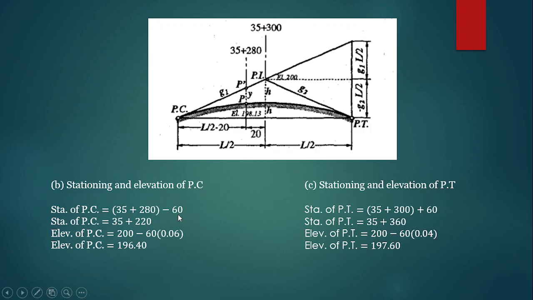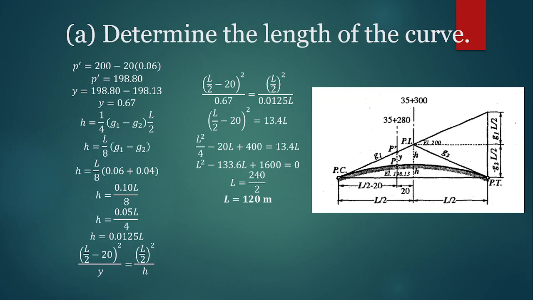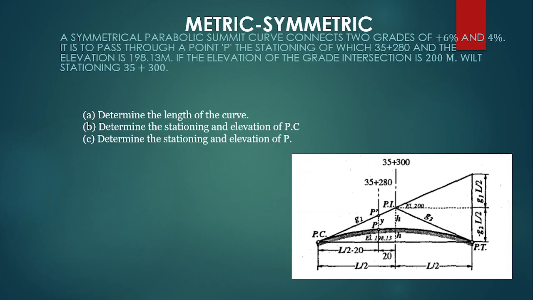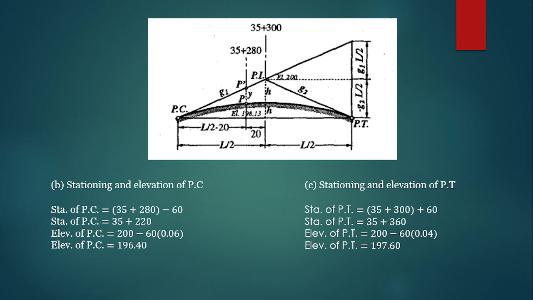Mamaya sa atin siya ng 60. Bakit 60 ang minus natin? Wait. 35 plus 280 minus 60. Hindi ko makita yung given. A PC. So, yun, 60.